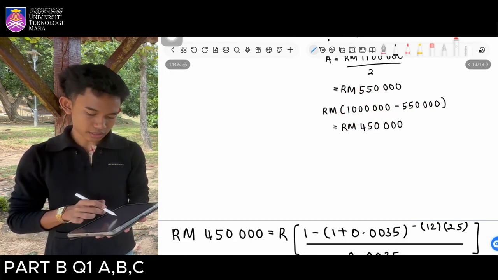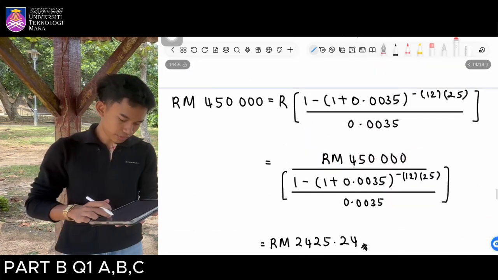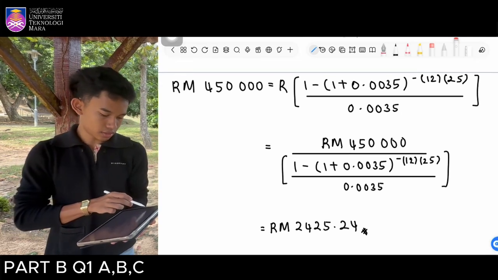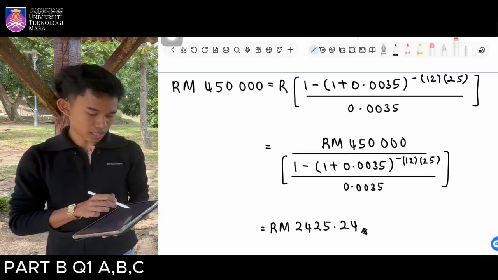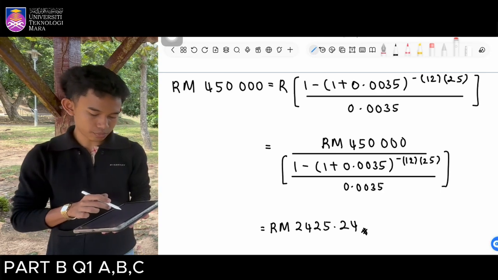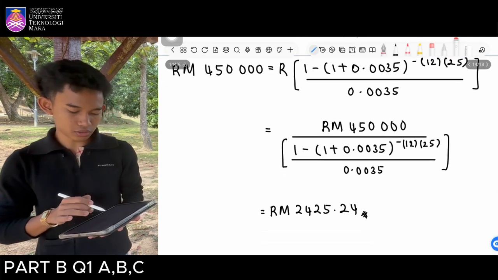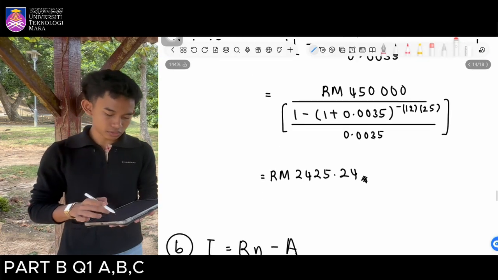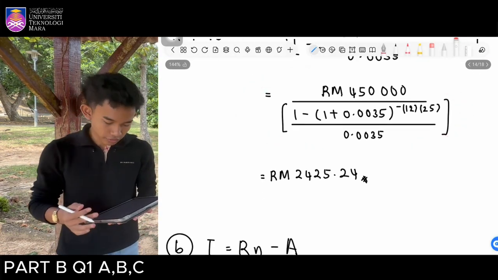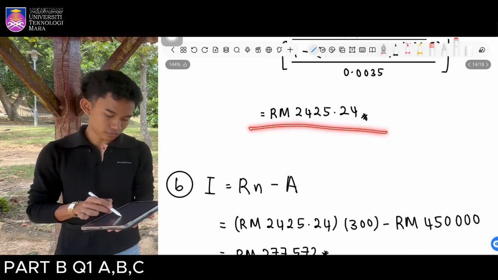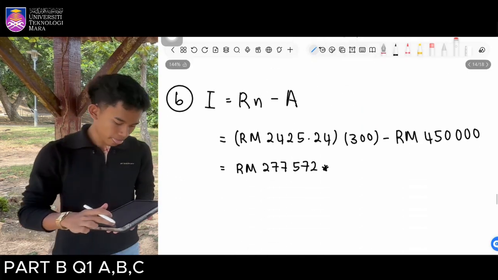The next step, we need to subtract the 550,000 ringgit from the down payment, and then we will get RM 450,000. Moving on to the calculation, we substitute the information given: RM 450,000 equals R in bracket 1 minus (1 plus 0.0035) to the power of negative 12 times 25, over 0.0035. In this calculation, you can either use the manual technique or just use the shift calculate function on your calculator. The final answer would be RM 2,425 and 24 cents.